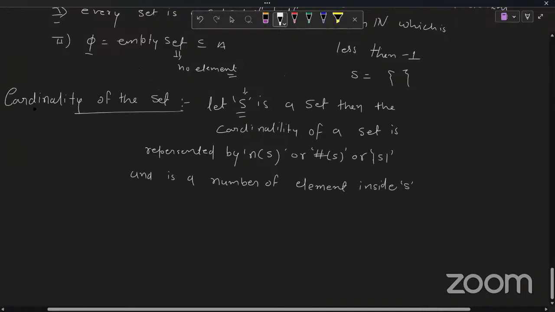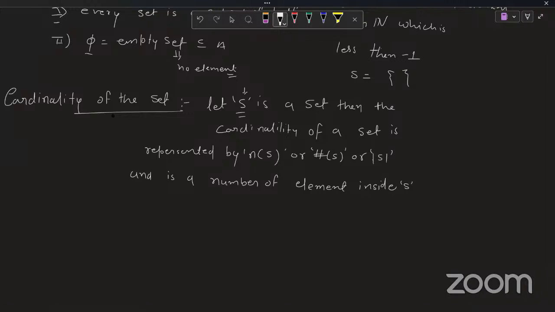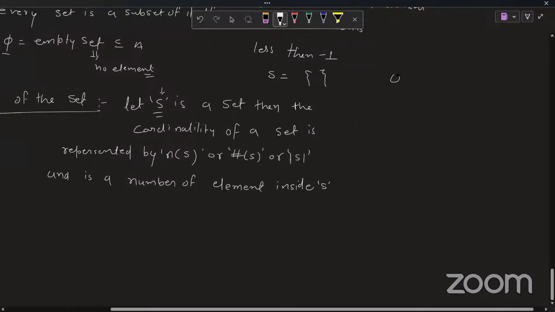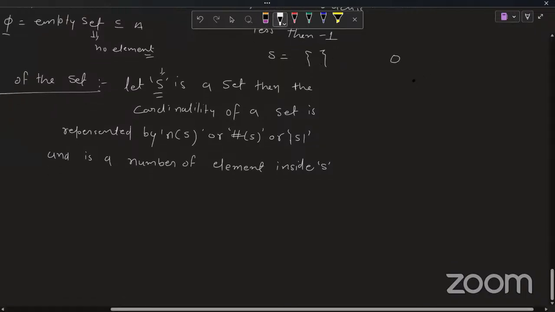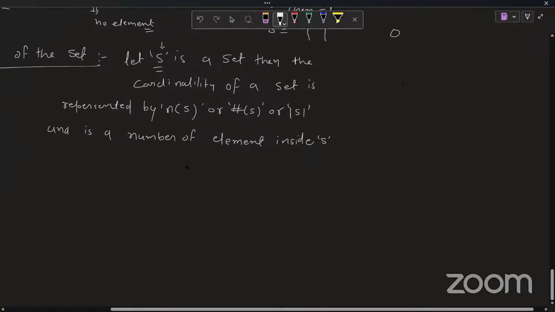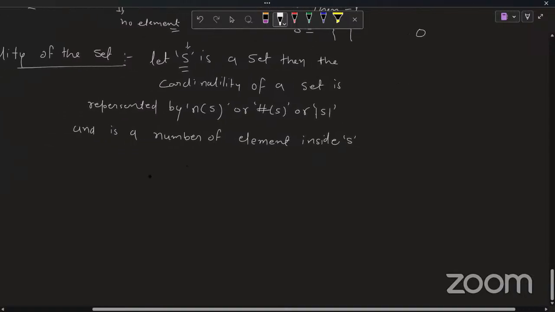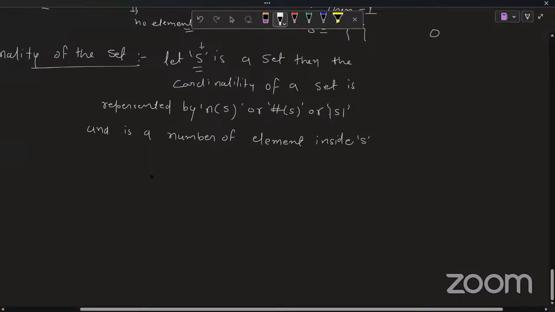So understood what cardinality is? Sir, then what will be the cardinality of that set? 0. Number of elements, no? 0 elements are there. So 0, simple. Okay. Understood?